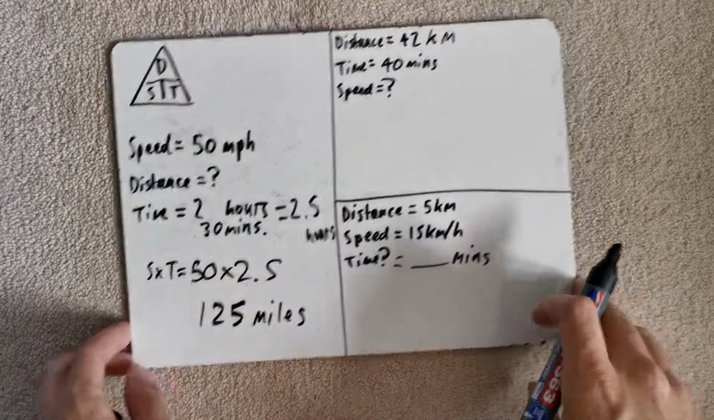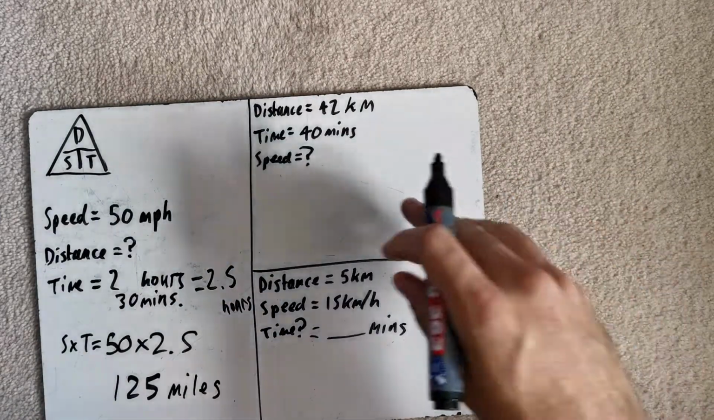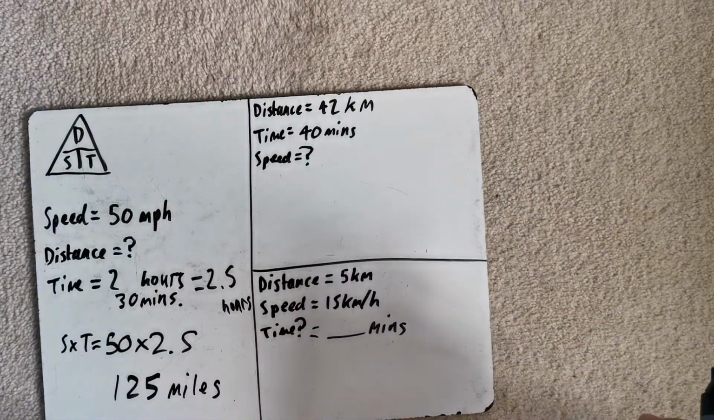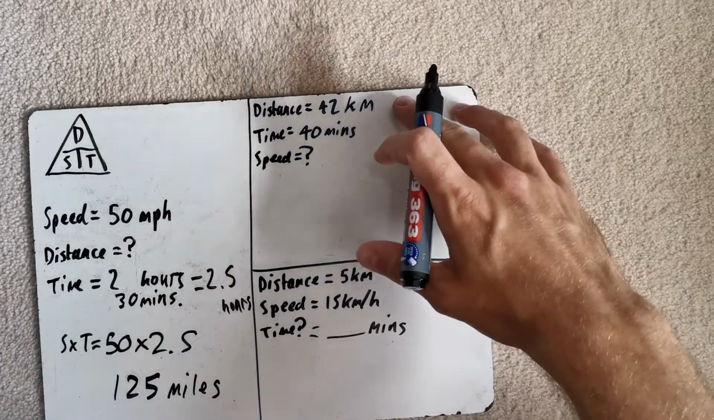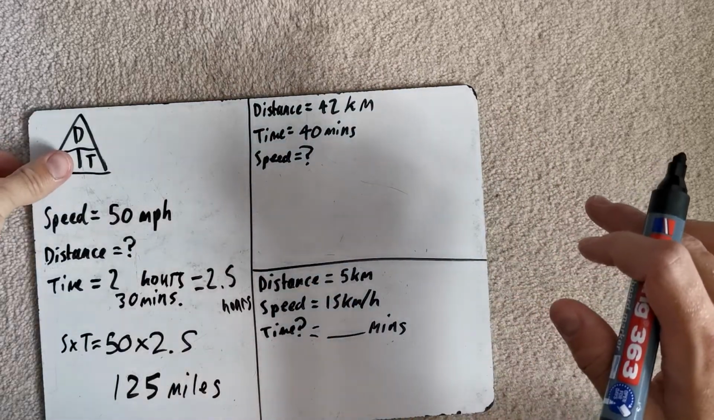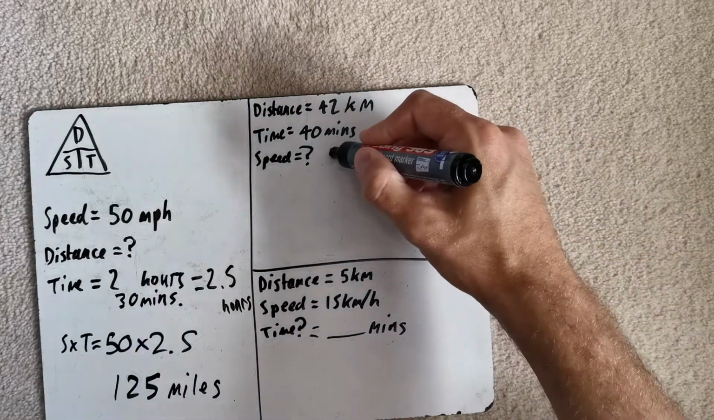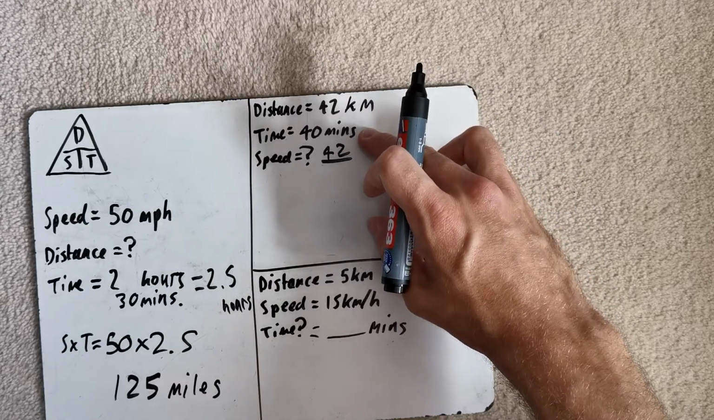Okay. Next up, distance is 42 kilometres, the time is 40 minutes, the speed is what we're trying to find out. I'm not going to use a calculator for this, okay? So we're trying to find out speed. Speed is distance divided by time. So we're going to be doing 42 divided by 40 minutes.